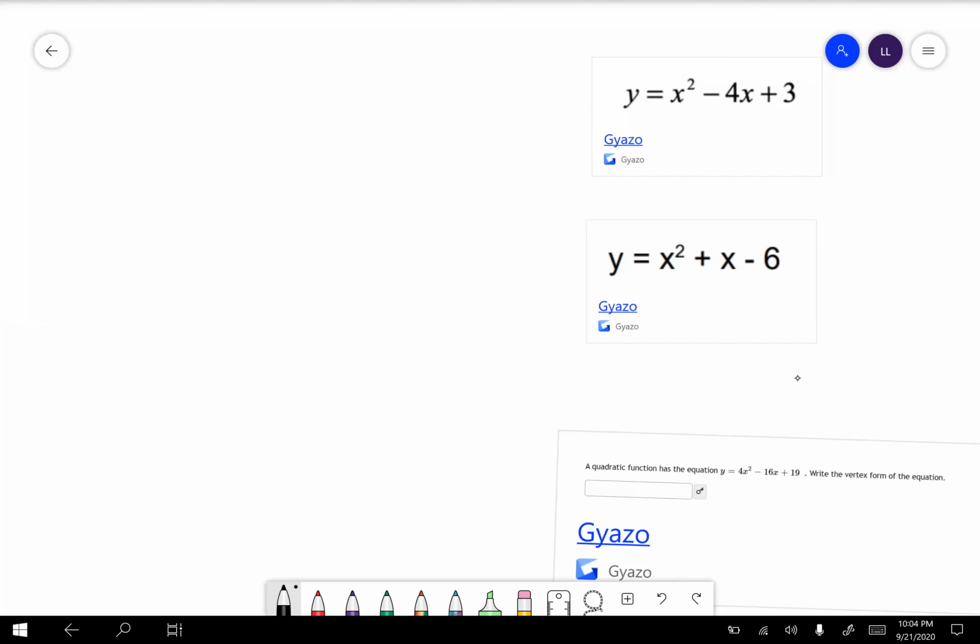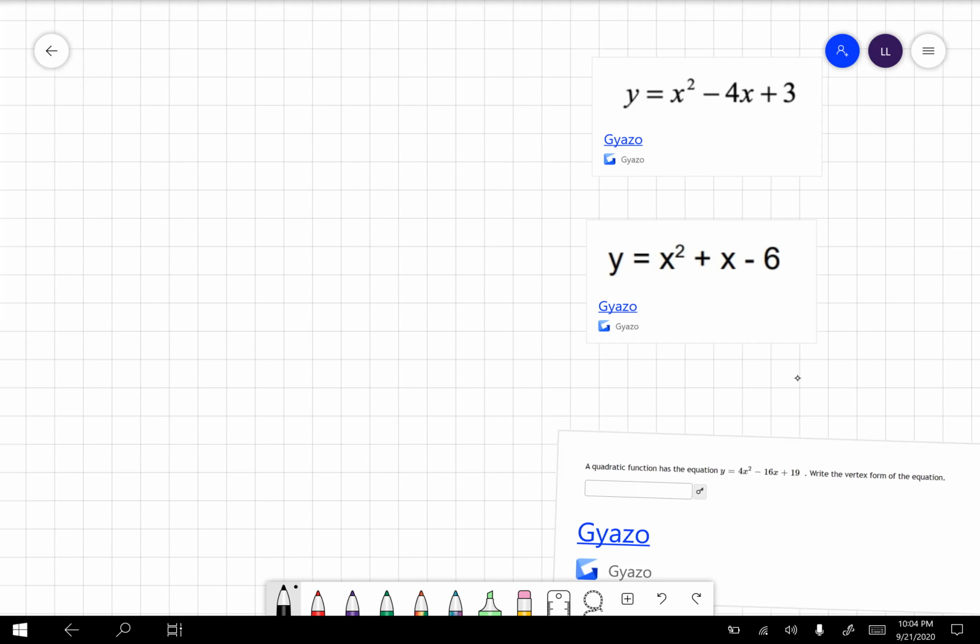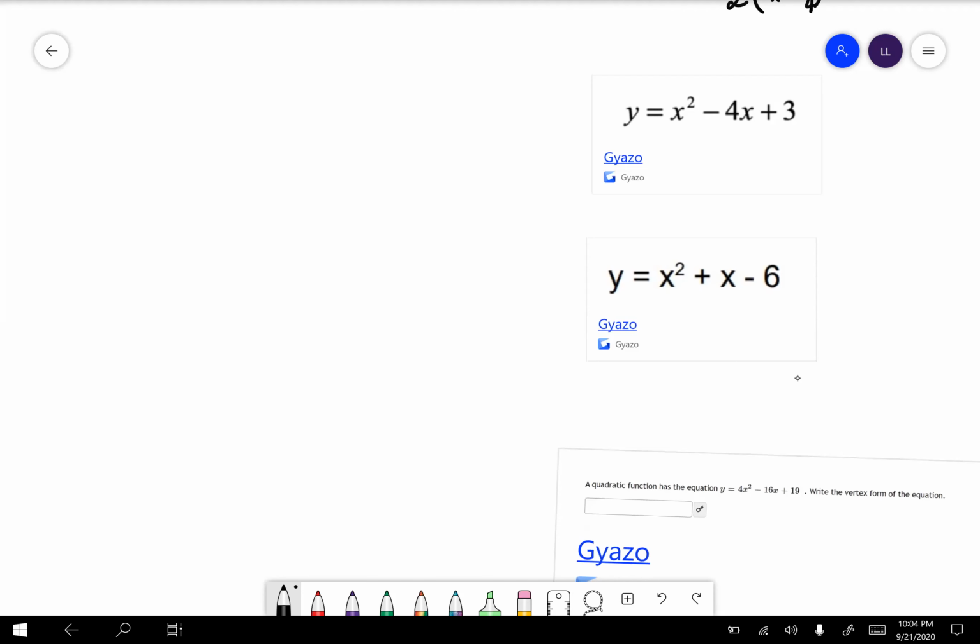Remember, our mission is to change from standard form to vertex form, and we're going to do that by completing the square. So here we have y equals x squared minus 4x plus 3. Okay, and so we're going to make some space. We're going to look at our first two terms, and we're going to complete that square. So we're going to add a space right here to complete that square. And I'm just going to move the 3 over.